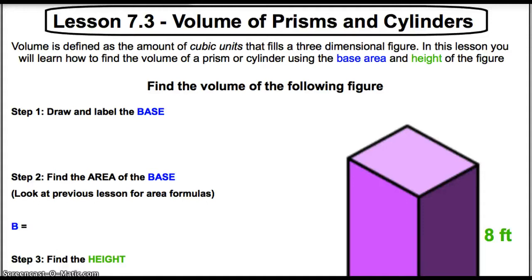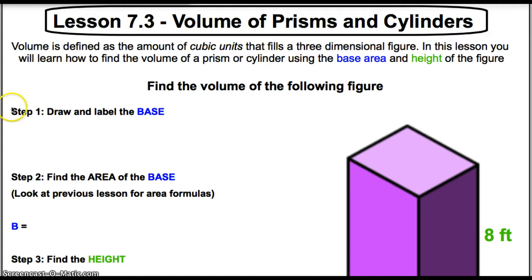Now, if you remember from the last class, we said that volume is how much stuff can fit into a three-dimensional shape, whereas surface area is the actual area of the sides that go around a three-dimensional shape. Today we're just going to be focusing on the volume of two different kinds of three-dimensional shapes, the prism and the cylinder. We're going to go through step by step how to find the volume, and if you follow along, you'll be able to find the volume of any prism or any cylinder that you like. Okay, let's get started.